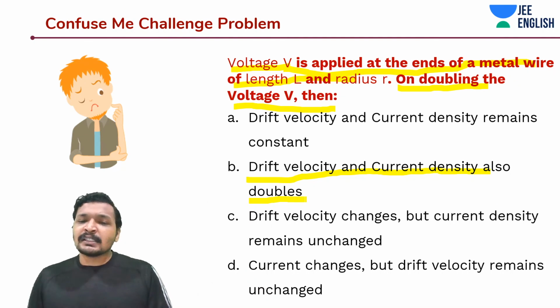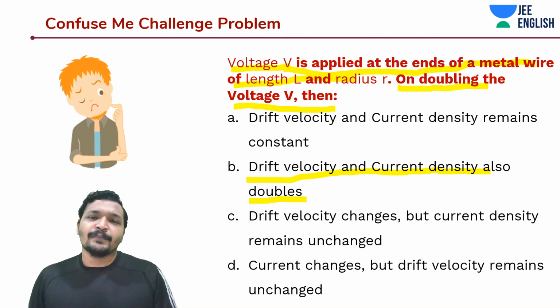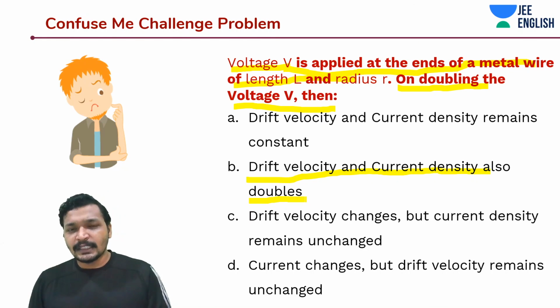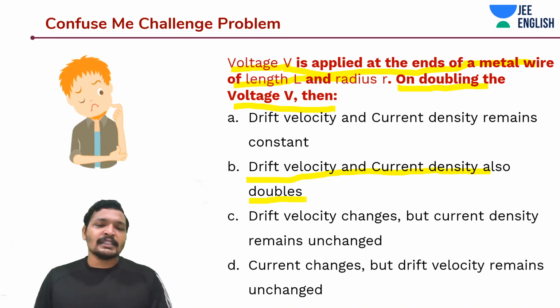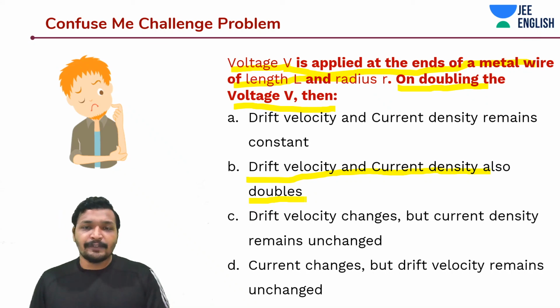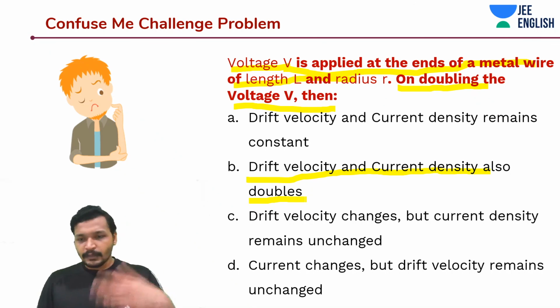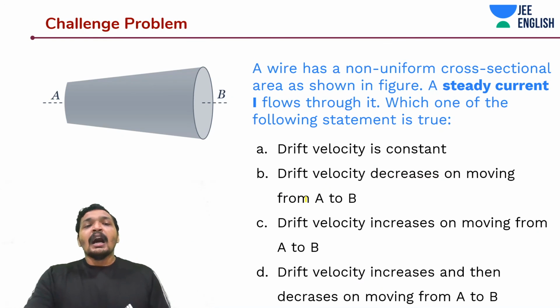So voltage doubling means drift velocity is also doubling, because the field has doubled. Isn't it? The field has doubled, the drift velocity will double, and the current density will also double as the drift velocity doubles. So it was really simple, guys.